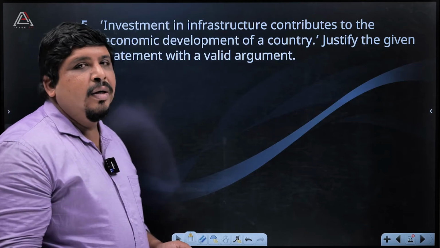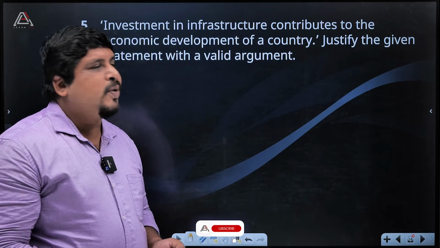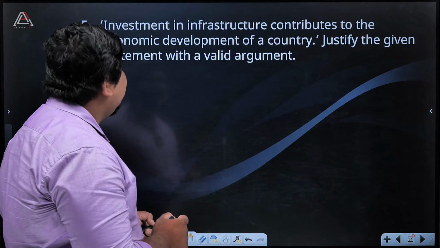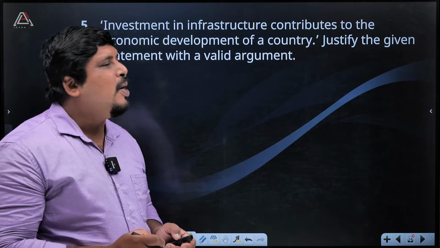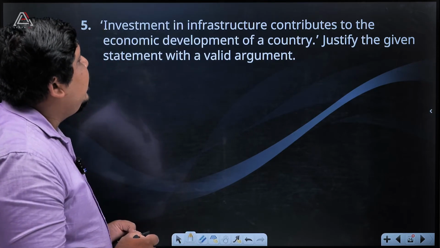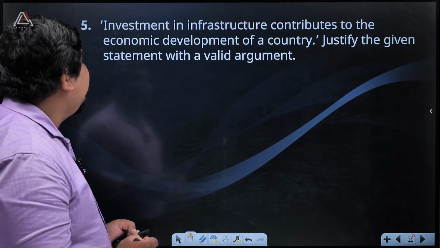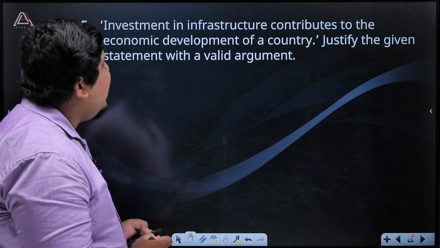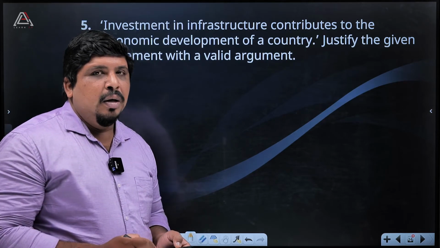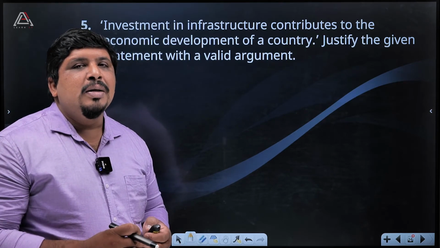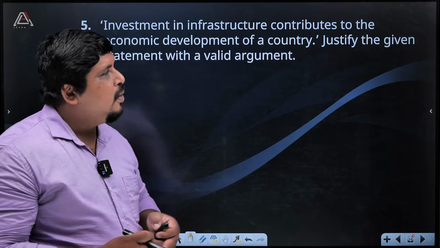Then the fifth question, the last question in this section, a 2 marks question. Investment in infrastructure contributes to the economic development of a country. Justify the given statement with a valid argument. It is 2 marks. You have to justify.